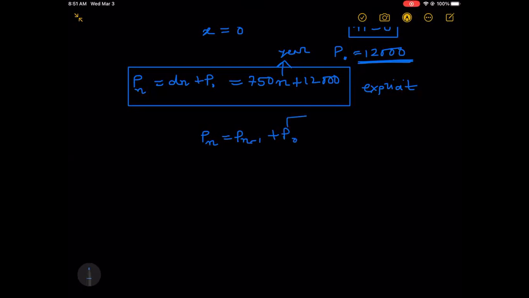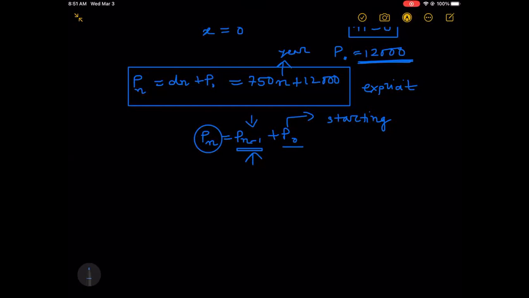Right? Where P naught is the starting value and Pn minus 1 is the population for this particular problem, of course, not for every problem. It could be something else depending on the given information. But for this particular problem, we're considering the population. So this will be the population of the previous year. And if we know the population of the previous year and the starting population, we can actually get the population of the current year. So this is the recursive form, okay?